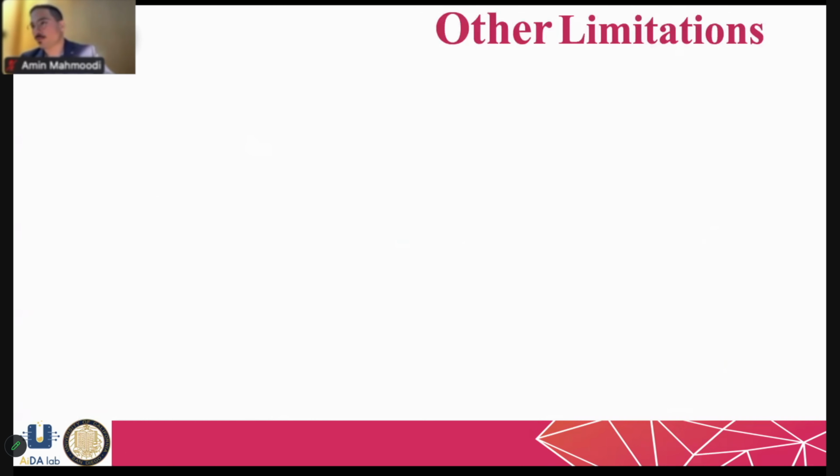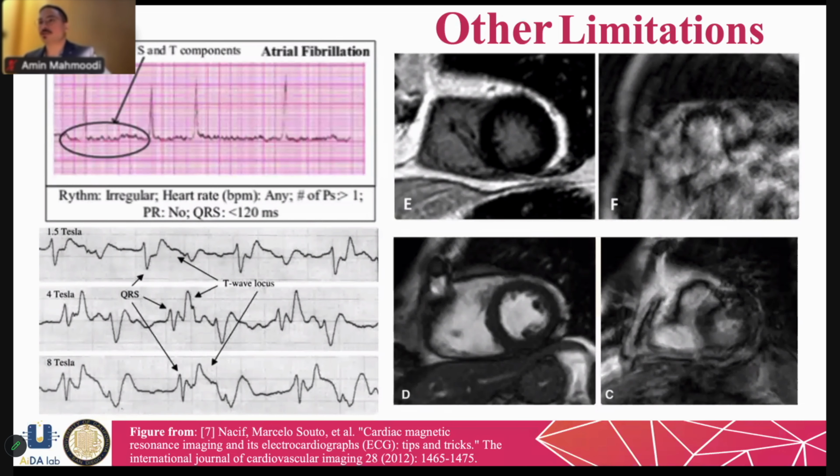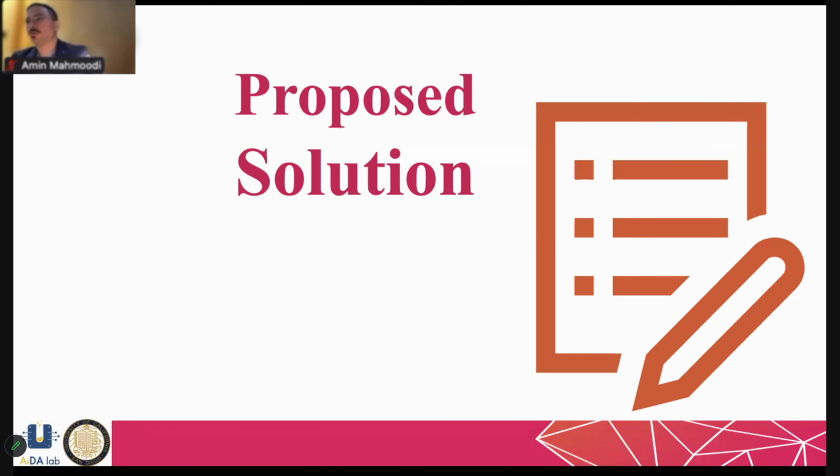Oh wait, there's more. You could have pathological changes to the EKG, such as fibrillations or arrhythmias, that also distort the image. And additionally, the MR magnetic field itself can attenuate the R peak of the EKG. And here's what that would look like. So what are some of the solutions?